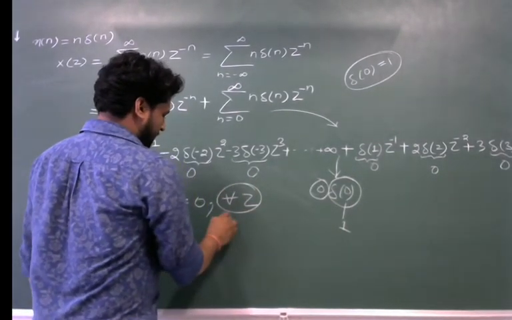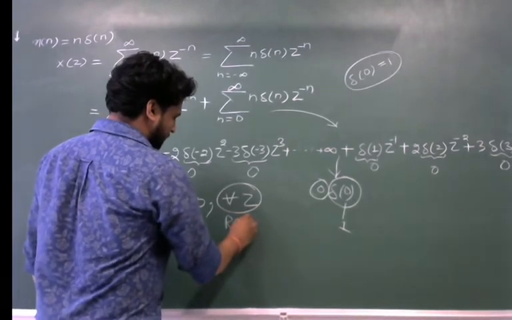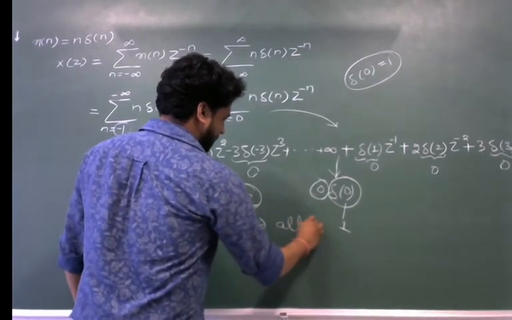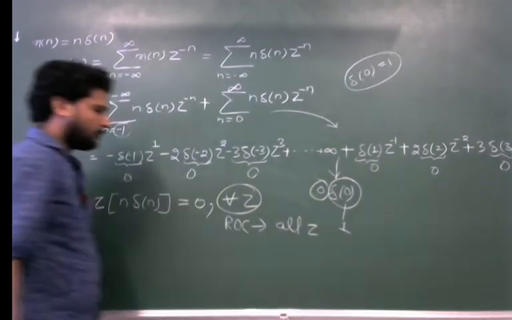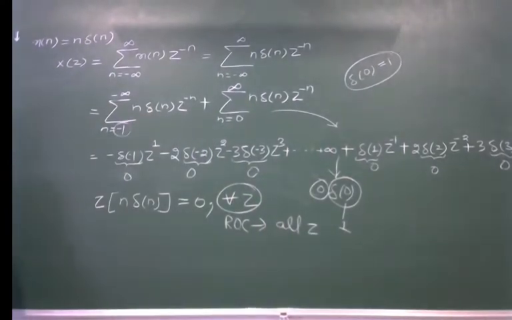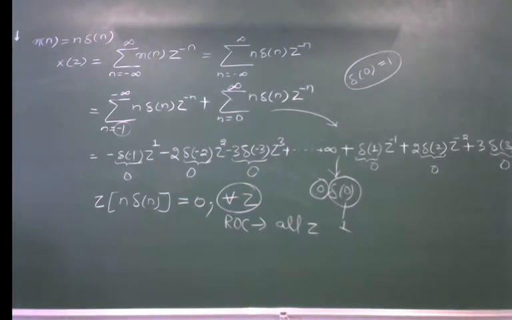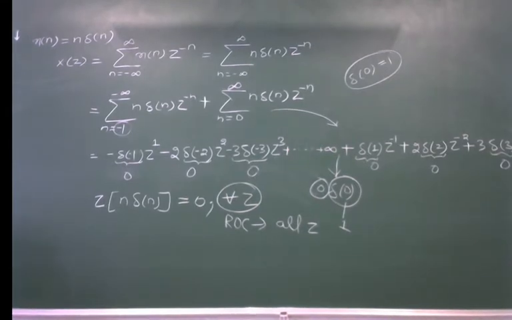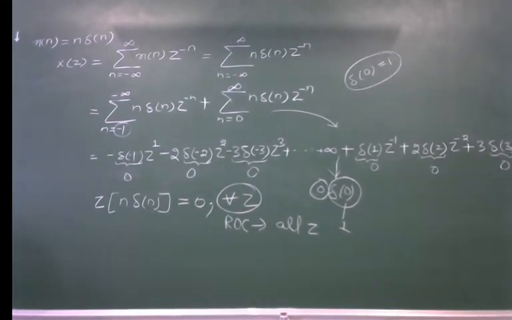It means that its ROC is all z. This is for all values of z, because this sequence is not dependent on values of z. It is going to become 0 because of delta of n.